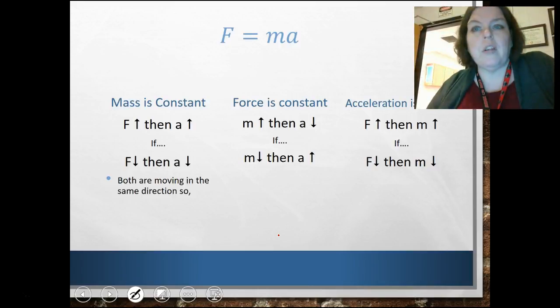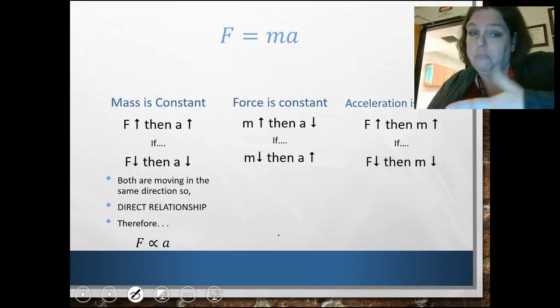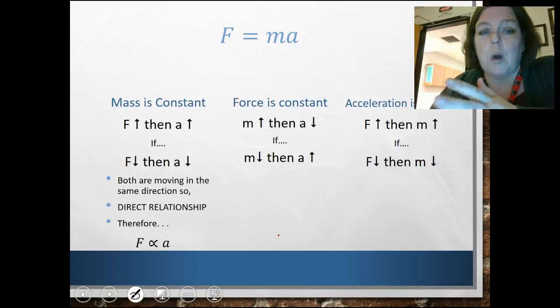So both are moving in the same direction for force and acceleration when mass is held constant. So it's a direct relationship. Therefore, force is directly proportional to acceleration. Pretty simple, right? That little sign that looks like a fish or an alpha means proportional.